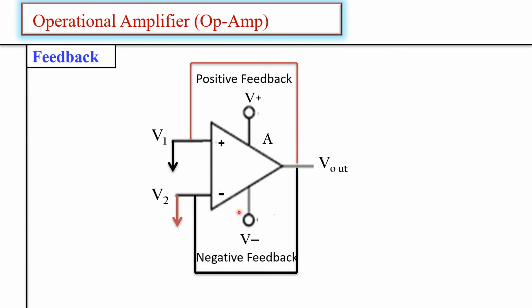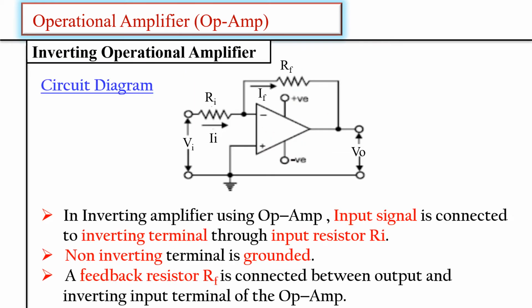Now here are three ways by which we can apply the input to the op-amp. The first is applying the input to the non-inverting terminal and grounding the inverting terminal. Second, applying the input to the inverting terminal and grounding the non-inverting terminal. And third, providing the inputs to both the non-inverting as well as inverting terminals. So let us see all these different types of op-amp. The first application of op-amp, the linear application, is the inverting operational amplifier.